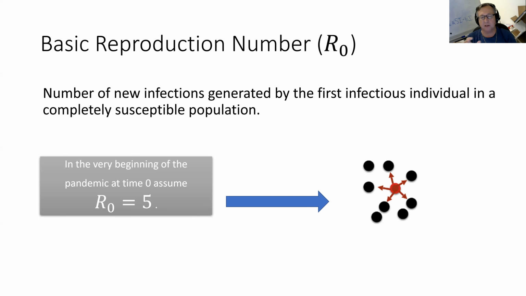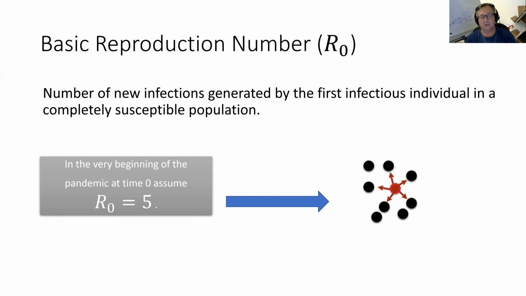So we're going to assume that this red dot, or this first person, comes in contact with 5 susceptible people, which are going to be, again, these black dots. And so we're going to assume with R naught equal to 5 that this first person infects 5 people. So that seems like it's under control at this point.